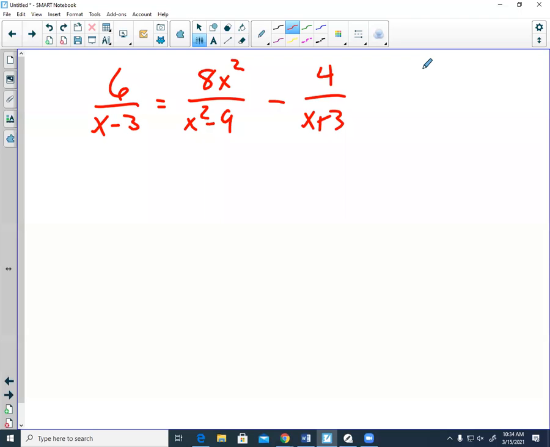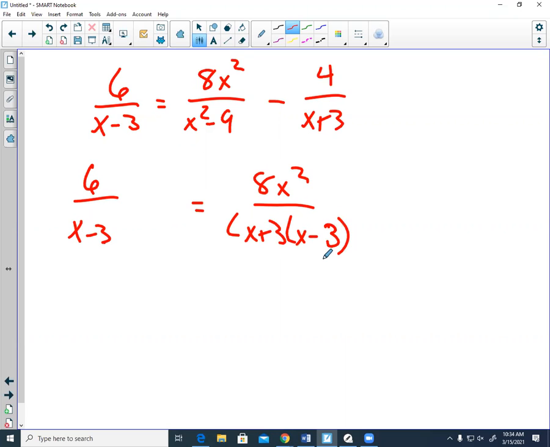All right, so I'm hoping by now you have either kind of started or you're totally stuck. And if you know where you're at or what you're trying to do, hopefully you're okay. I'm going to factor first. So I have 6 over x minus 3 equals 8x squared over, this will factor into x plus 3 and x minus 3, difference of squares. Get used to seeing difference of squares if you're not already. Minus 4 over x plus 3.